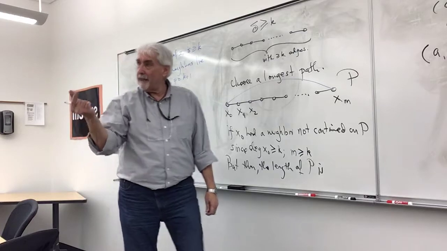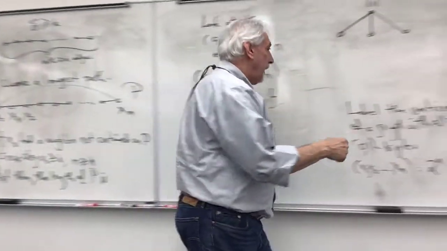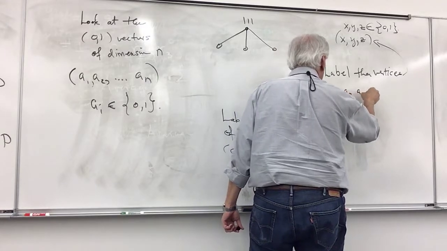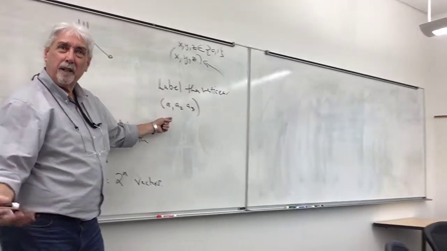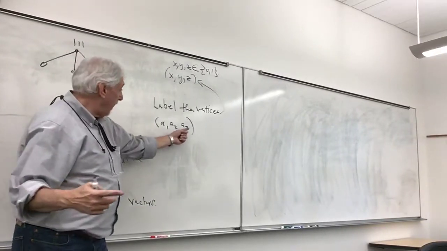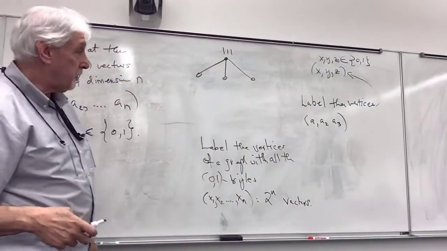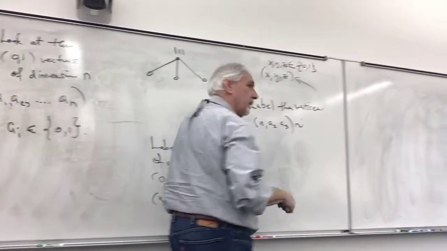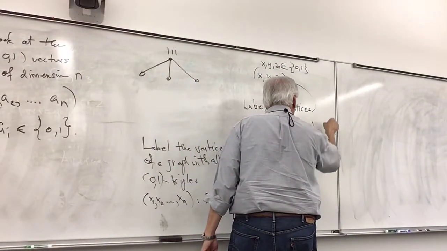And I'm going to put edges. If I'm going to construct a graph, it'd be nice if I had some edges. So I'm going to put an edge between A1, A2, A3. What could A1, A2, A3 be? A1 could be 0 or 1, and so could A2 and A3. So there are 8 possibilities. I'm going to put A1, A2, A3 adjacent to B1, B2, B3.